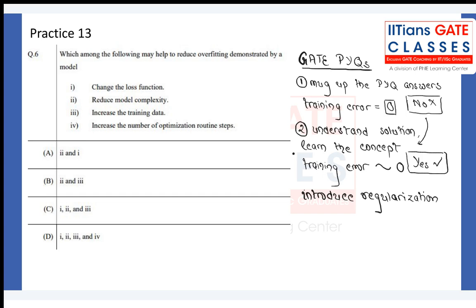Reducing model complexity always works to reduce overfitting. Another way: I gave him, let's say, 100 questions and he mugged up 100 questions. I will give him now 1 lakh questions and tell him, now try to mug it. Obviously, the student won't be able to. So I will increase the training data. These two are classical methods of decreasing overfitting. And the fourth option is increase the number of optimization steps.